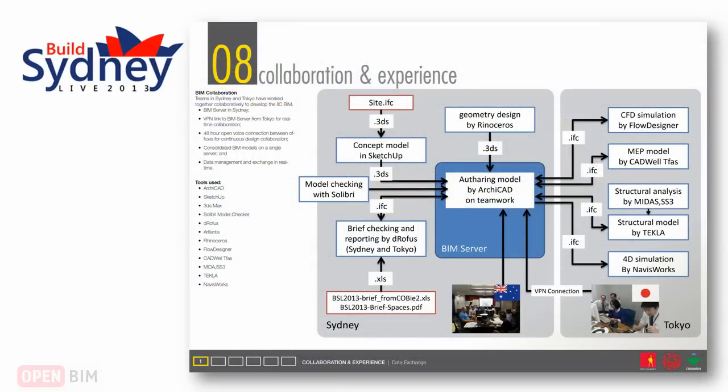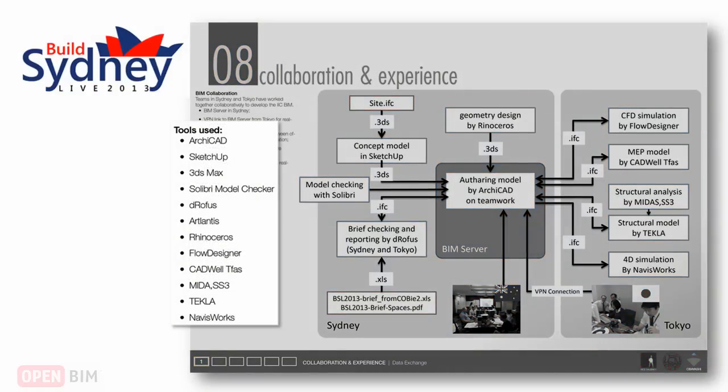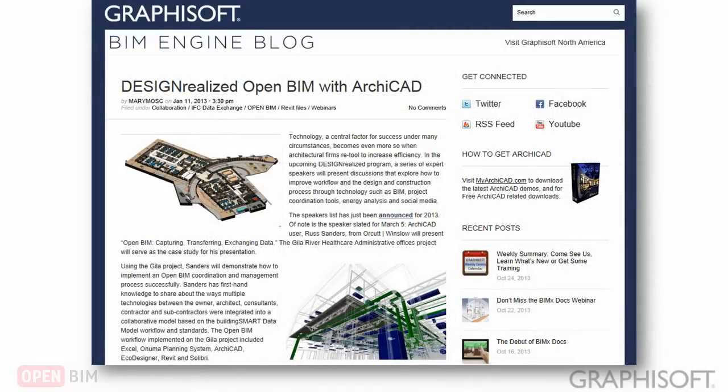This is a flowchart showing the steps of the project's development as carried out by the design team who were located in Sydney and Tokyo. There was a 48-hour open voice connection between the Australian and Japanese offices for continuous design collaboration, and all data management and data exchange was done in real time. They used 12 different types of software during the project. And blog chats dedicated to collaboration among these professions are growing in number.